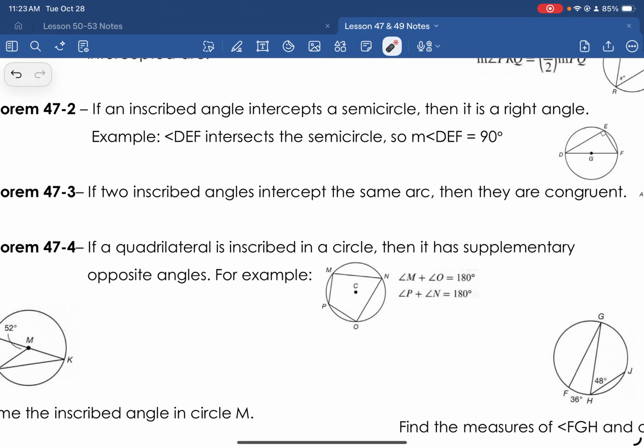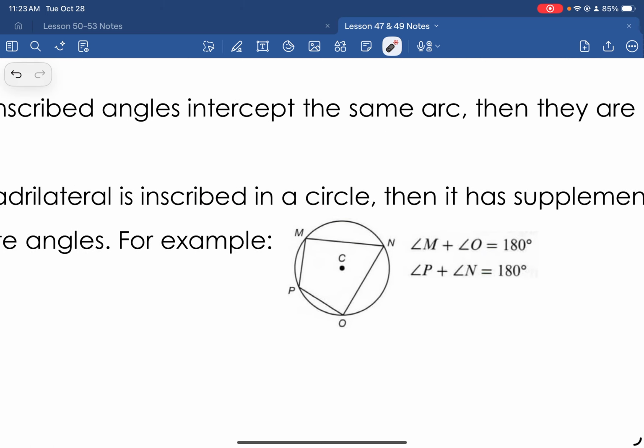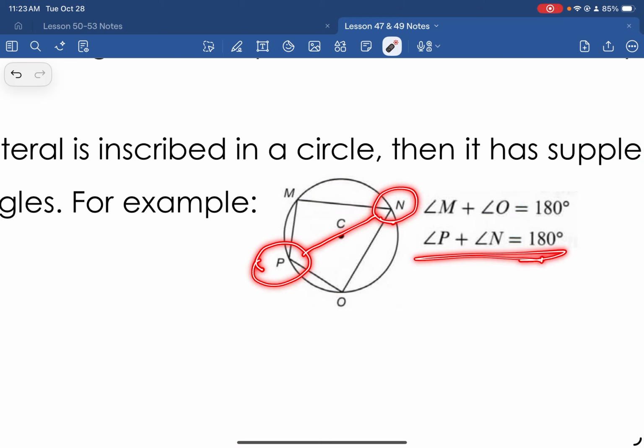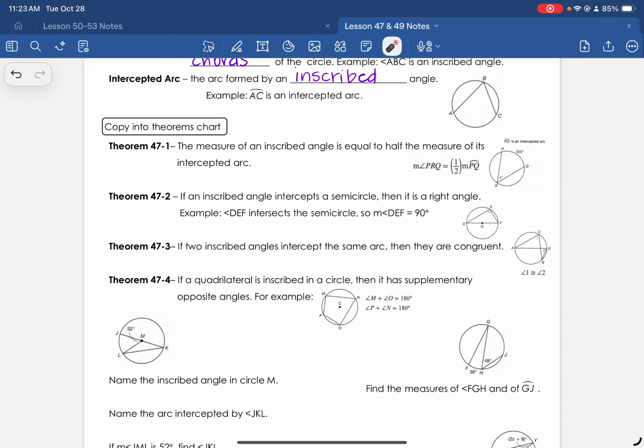Okay, next theorem, 47.4, if a quadrilateral, remember, four-sided shape, is inscribed in a circle, it has supplementary, what does that mean? Supplementary means 180, opposite angles. So look right here. You see how M and O are opposite angles? Well, they are 180. You see how P and N are opposite angles? Well, they're also 180. And that only happens when a four-sided shape is inscribed inside of a circle. So that's important to remember as well.